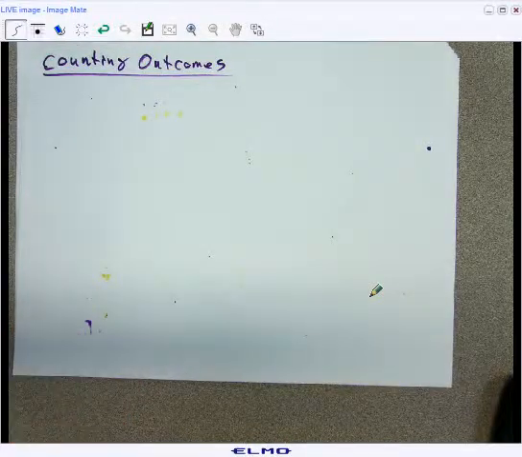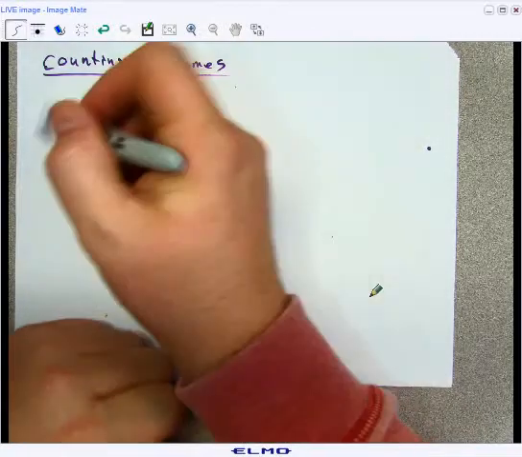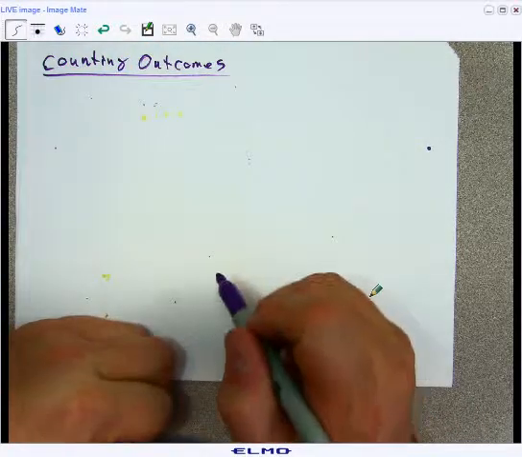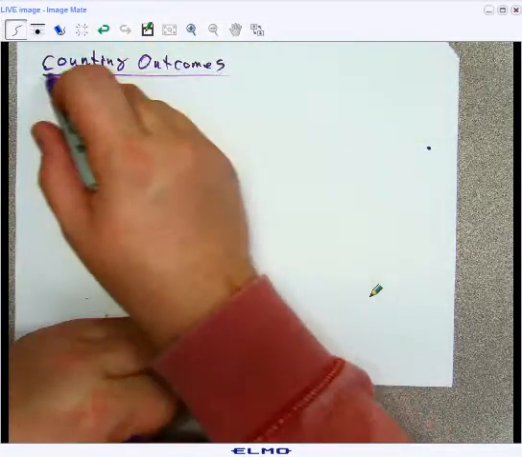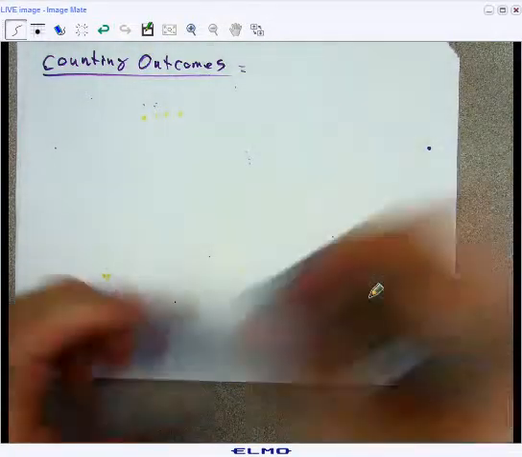Okay, ladies and gentlemen, let's talk a little bit more. Last time we drew tree diagrams, and the nice thing about a tree diagram is you can use it to solve problems. What we're going to do is count the number of outcomes. The outcomes are the results of a particular experiment.